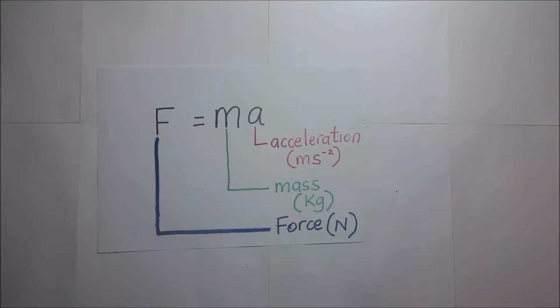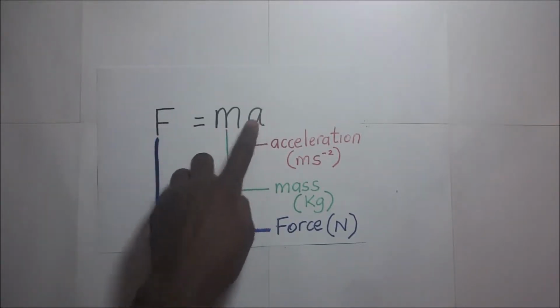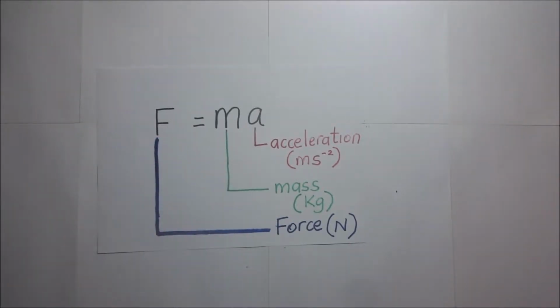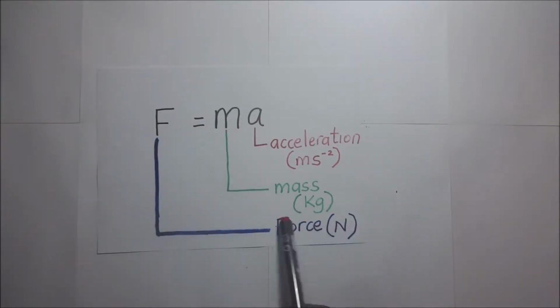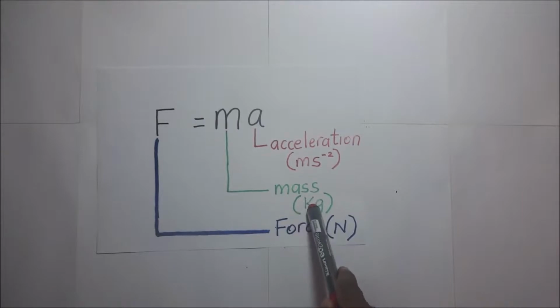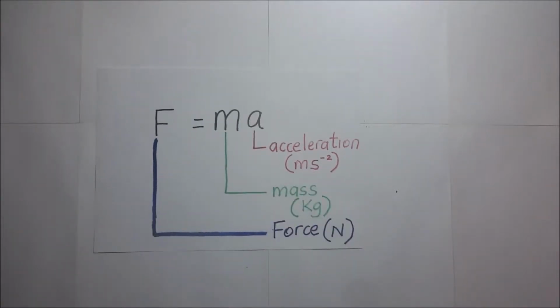Now, this relationship between force, mass, and acceleration was derived in our previous video as F = ma. F being the force in newtons, m being the mass in kilograms, and acceleration being in meters per second squared. So in this video, we shall use this very relationship to work out some problems.